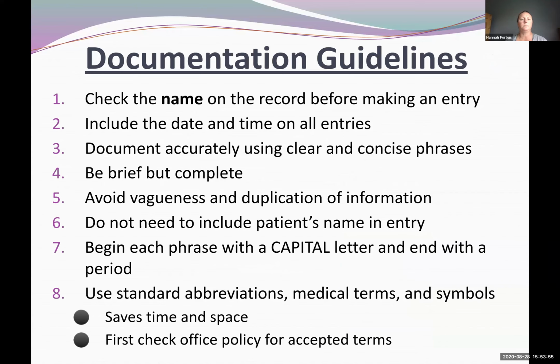Documentation guidelines. Check the name on the record before making an entry and date of birth. Include the date and time on all entries. Document accurately using clear and concise phrases. Be brief but complete. Avoid vagueness and duplication of information. You do not need to include the patient's name in the entry. Begin each phrase with a capital letter and end with a period. Use standard abbreviations, medical terms, and symbols. This saves time and space, but first check your office policy for accepted terms.